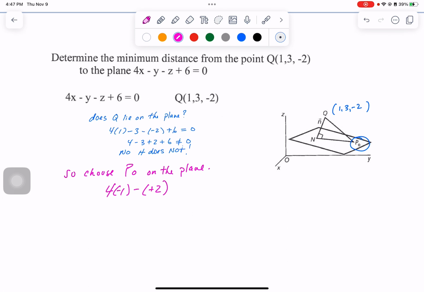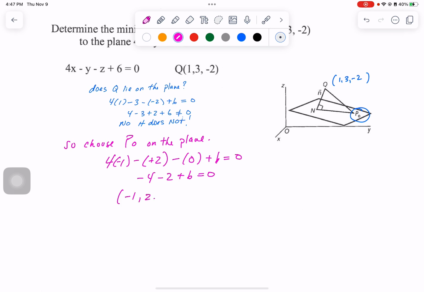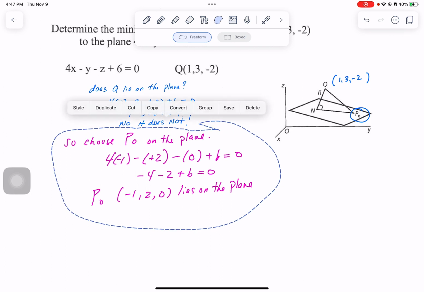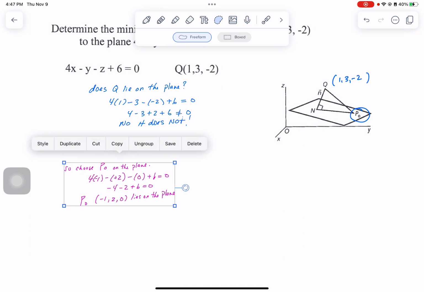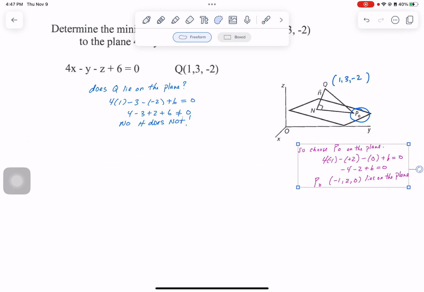Let's make that positive 2. So that'll be negative 4, negative 6. I got rid of my 6 up above, so my z can be 0. And plus 6 equals 0, at least I think it does: negative 4, negative 2, plus 6. So that point, negative 1, 2, 0, lies on the plane. I'm going to call it P naught. All right, let's make this a little bit smaller. So I've chosen P naught.